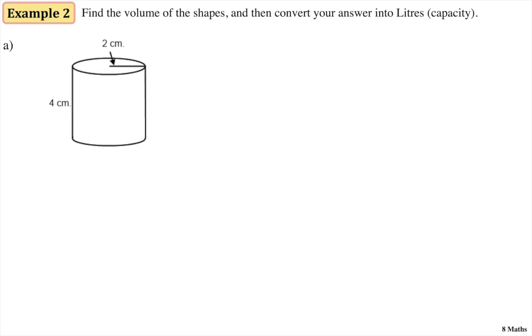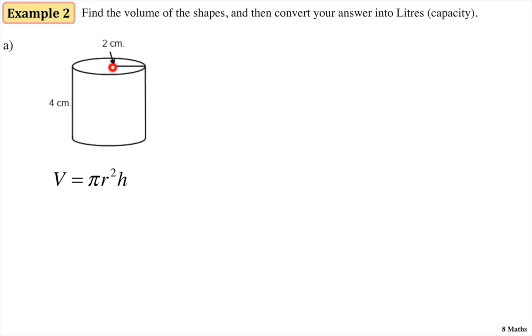So let's find the volume of some shapes now, and then we have to convert the answers back into litres. So this is a cylinder. We've got a formula for the volume of a cylinder. It was on the sheet, and there's our formula. Volume equals pi r squared h. We just need to memorize that formula if we want to do these questions quickly.